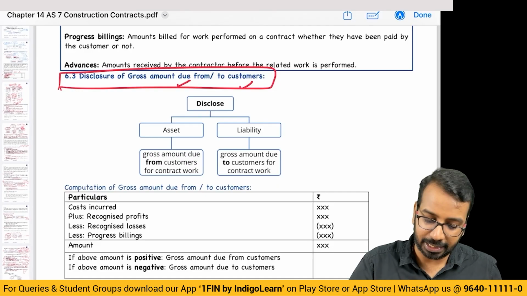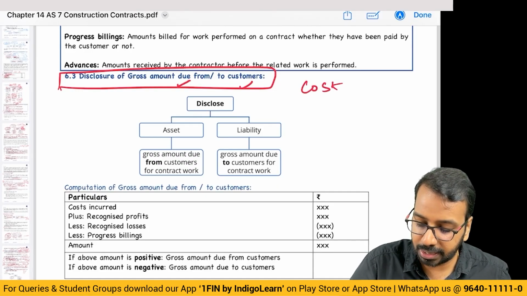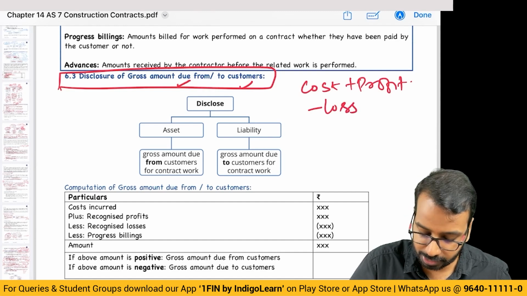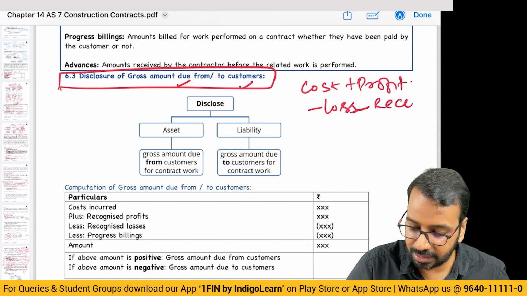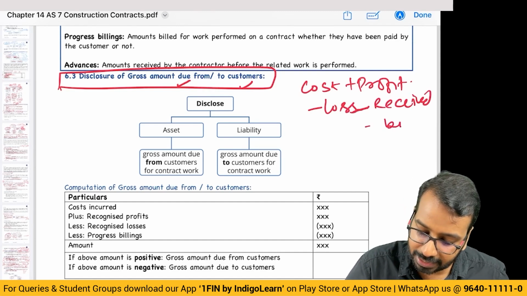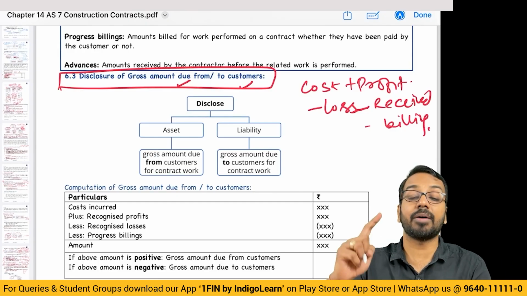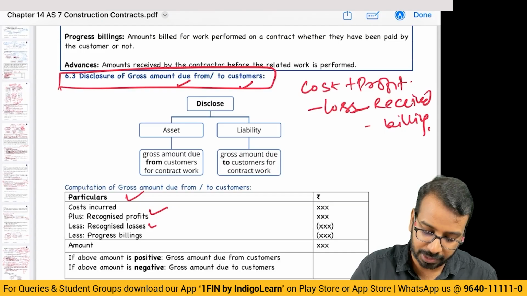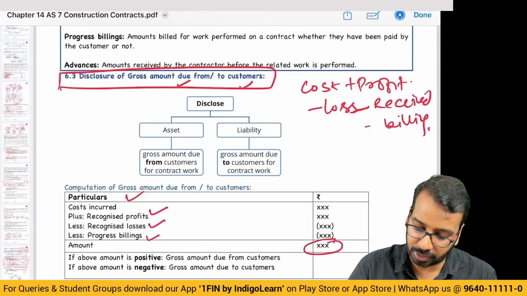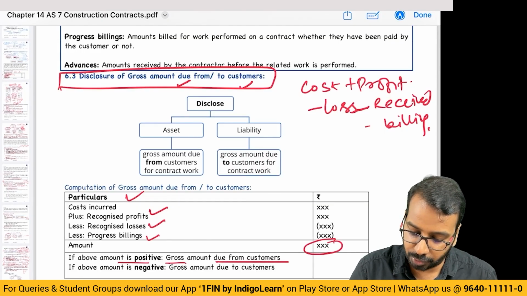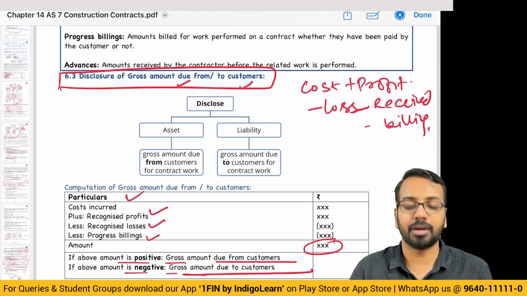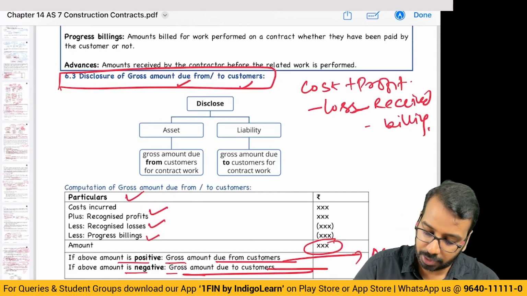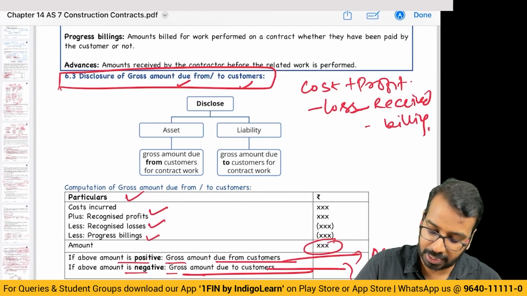How to do it basically is, as I told you, cost incurred plus profit minus losses minus amount received, and if at all there are any billings which have been done. Billings means I have already billed you and it is in the pipeline. So cost incurred plus profit minus losses minus progress billings, you have to calculate. If the amount is positive, it is due from the customer. If the amount is negative, you have to pay to the customer. Due from customer is an asset. Due to customer is a liability.